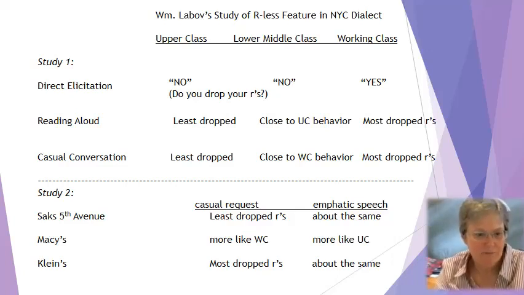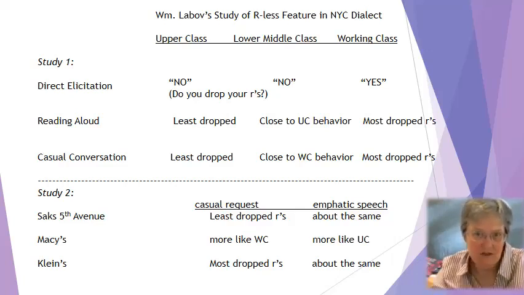So here's what they found. In Klein's, guess what? Most of the clerks drop more R's than not. But in Saks Fifth Avenue, the clerks used R's, both in casual request and in emphatic speech. In Klein's, in casual request, they dropped a lot of the R's, the clerks did. In emphatic speech, they still dropped a lot of R's, but fewer.